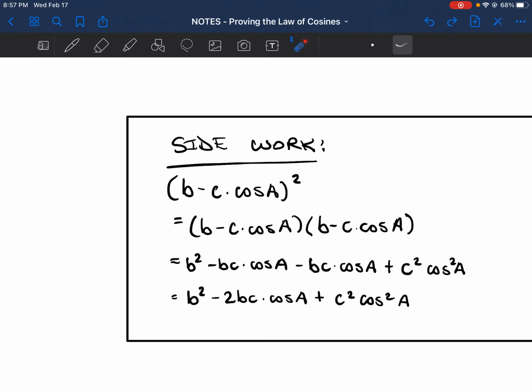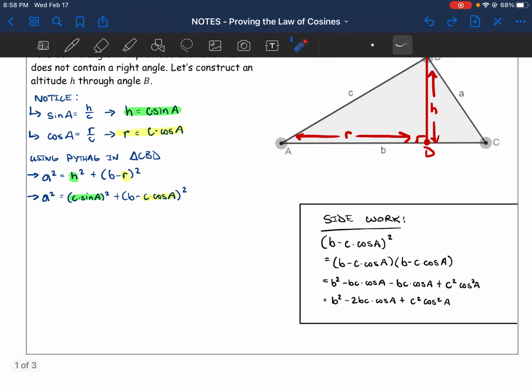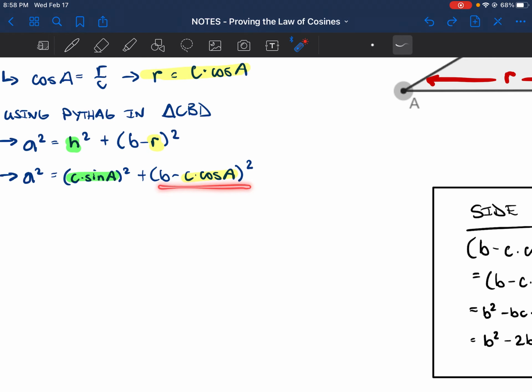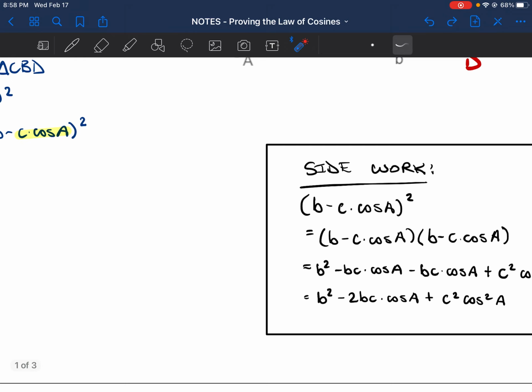Okay. Well, let's go ahead and combine like terms. B squared does not have a like term. Negative bc cosine of a and negative bc cosine of a. Well, we combine those like terms because they both have a cosine of a, and that's negative 2bc because there's 2 BC's there, negative 2 BC cosine of A, plus C squared cosine squared of A. So this chunk right here, this B minus C cosine of A squared, is going to get replaced with this term.